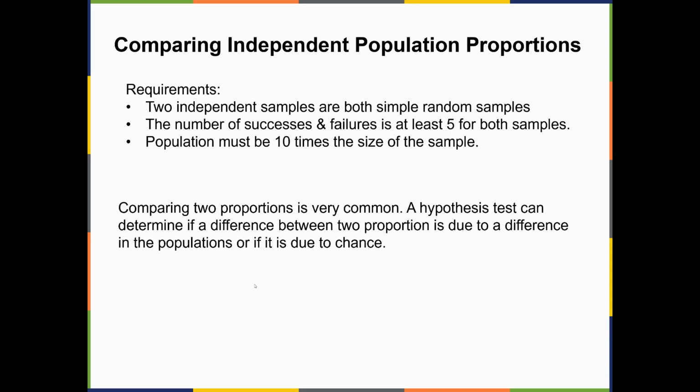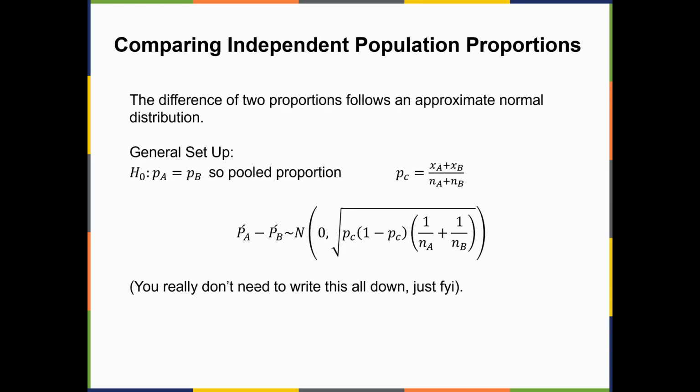Comparing two proportions is a very common thing to do. The hypothesis test can determine if the difference between the two proportions is due to a difference in the population or if it's just due to chance. When we compare two independent population proportions, the difference of those two proportions is what we're going to be looking at, and it follows an approximate normal distribution.